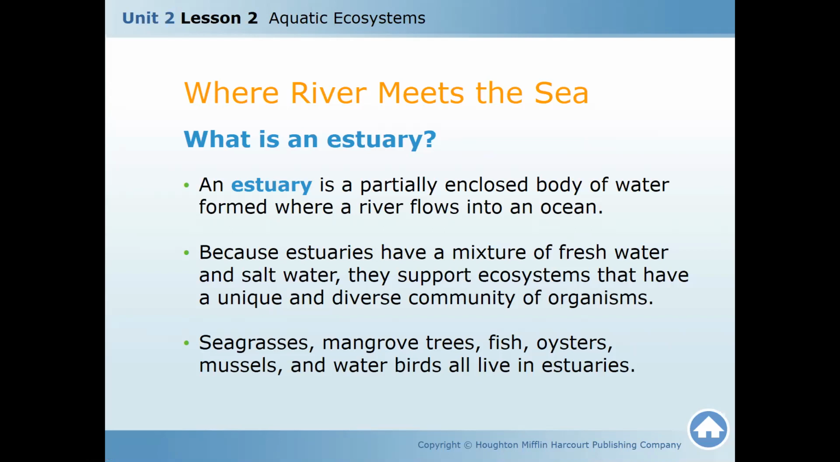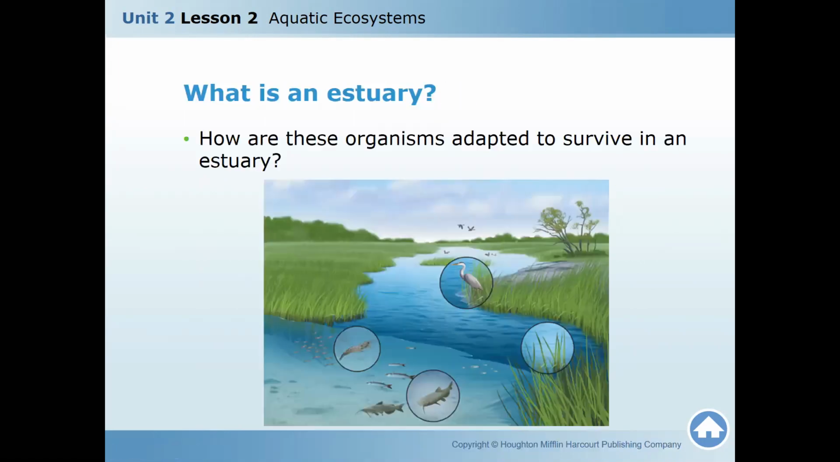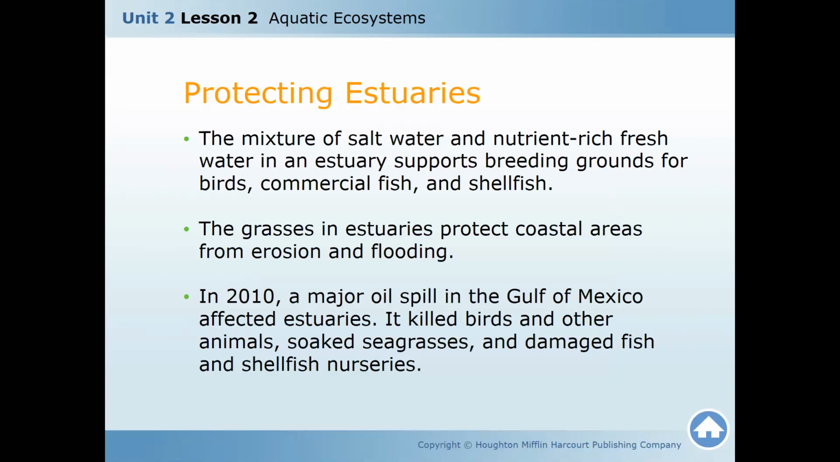Seagrasses, mangrove trees, fish, oysters, and water birds all live in estuaries. Okay, they have shown you fish. These are estuaries and they have shown you here water birds, shrimp, and seagrasses. Here, you see, you have seen a seagrass. Shrimp. Yes.